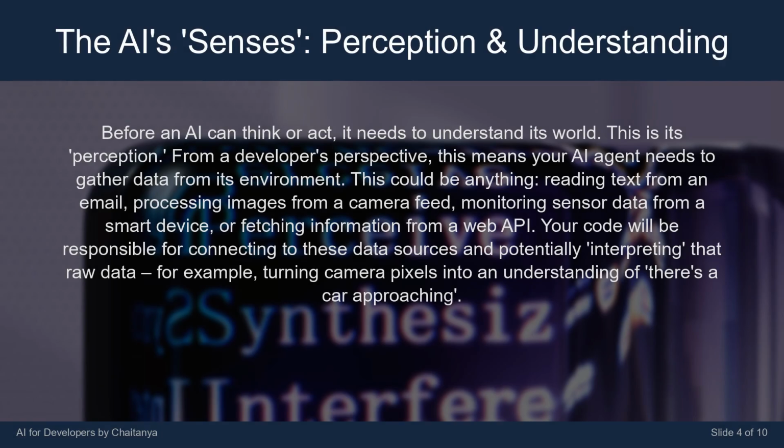Before an AI can think or act, it needs to understand its world. This is its perception. From a developer's perspective, this means your AI agent needs to gather data from its environment. This could be anything: reading text from an email, processing images from a camera feed, monitoring sensor data from a smart device, or fetching information from a web API. Your code will be responsible for connecting to these data sources and potentially interpreting that raw data, for example, turning camera pixels into an understanding of, there's a car approaching.